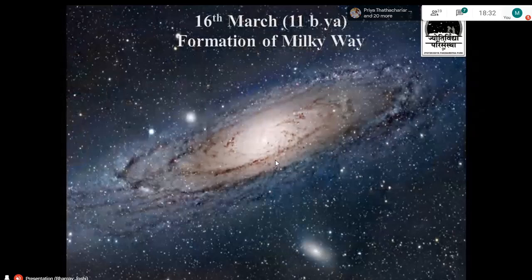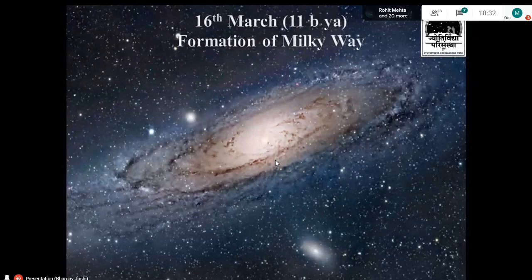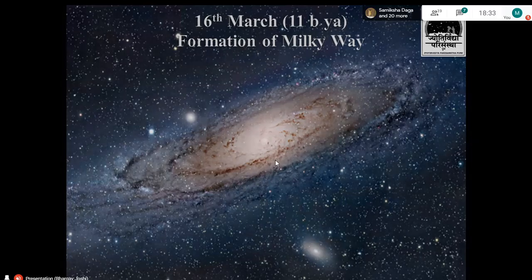Our own Milky Way came on 16th of March. So imagine 2 months have already elapsed. 1 month stands for 1.2 billion years. So 2 such months have elapsed, plus 16 days of the month of March. Each day stands for 40 million years. So on the cosmic calendar, the emergence of the Milky Way is on 16th of March.